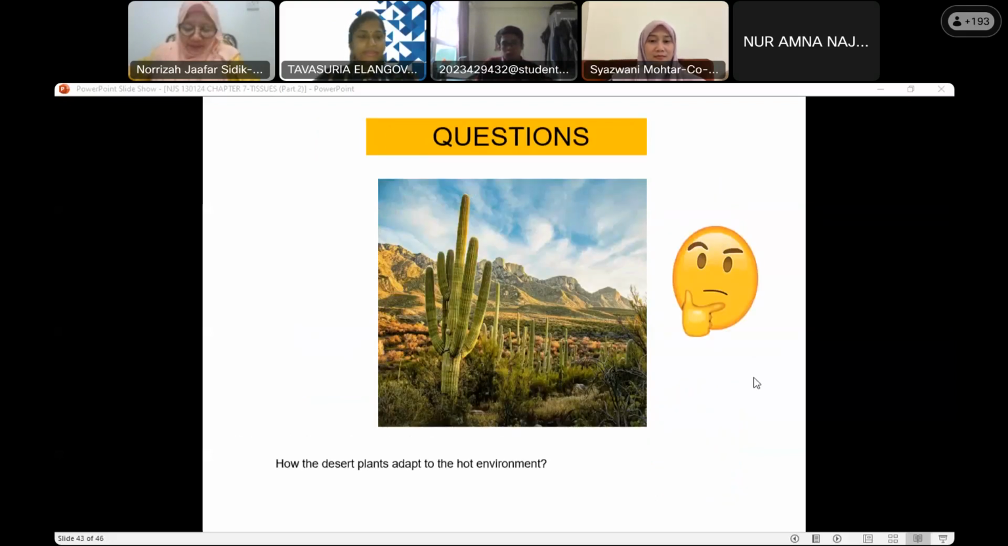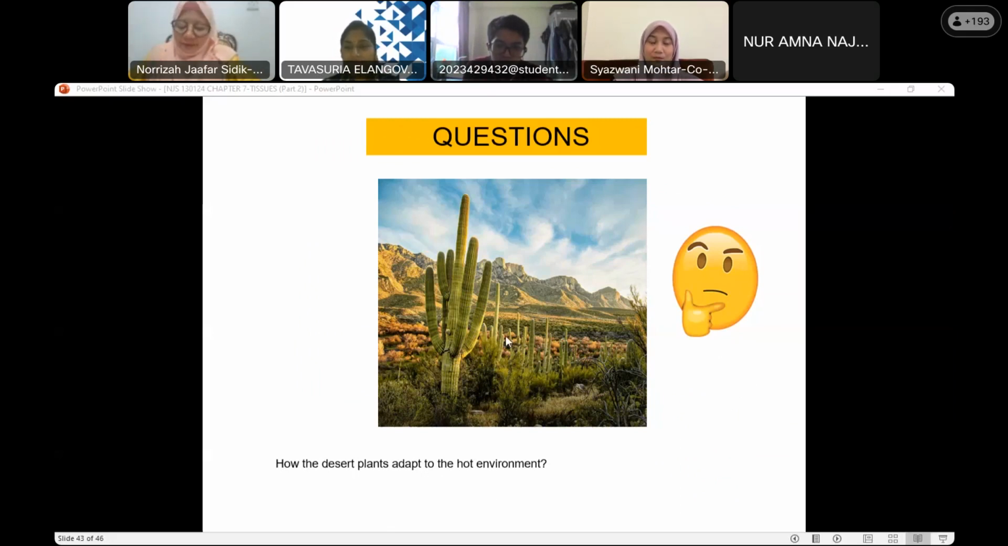Okay, the next question is how the desert plants adapt to the hot environment. Okay, you see the image here. Is there any leaf? Okay, Mohammad Shabriel said small leaf surface area. Okay, the cactus has no leaf. If they have leaves, they have a small surface area, small size, right?